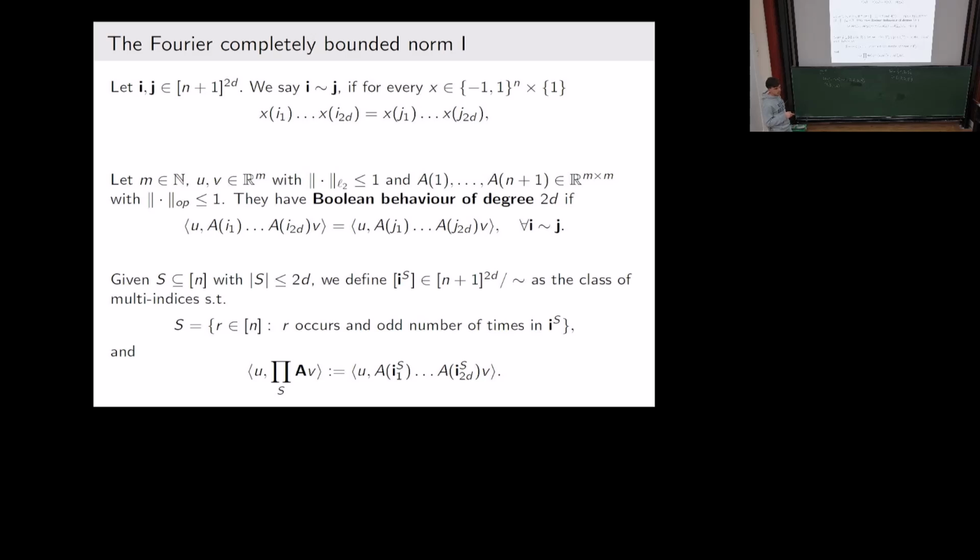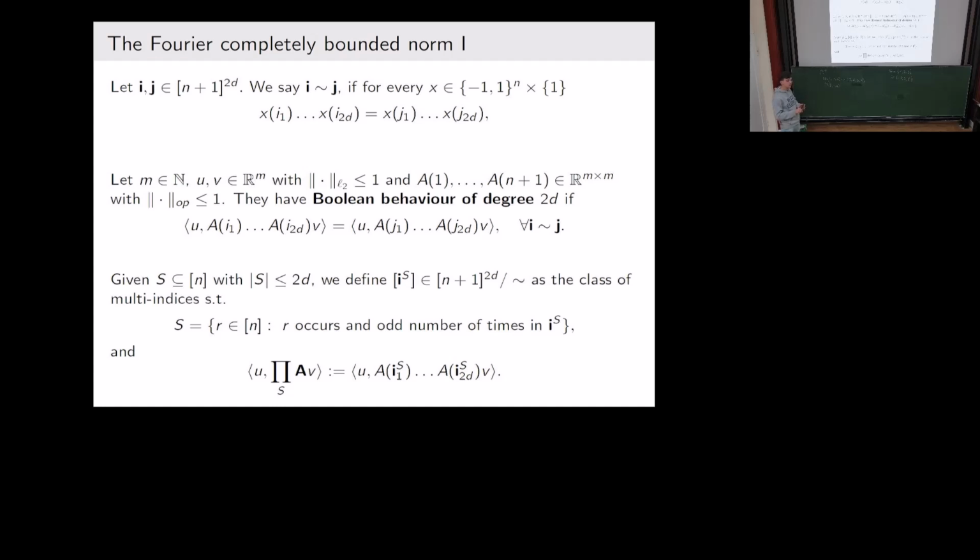What I claim is that for every equivalence class, and every element of the equivalence class, when I take the elements that occur an odd number of times, they are going to be the same. So that set of elements that occur an odd number of times is going to be my set S.